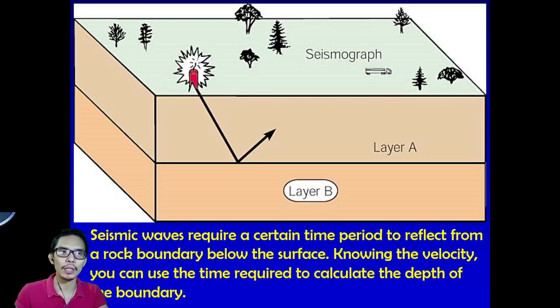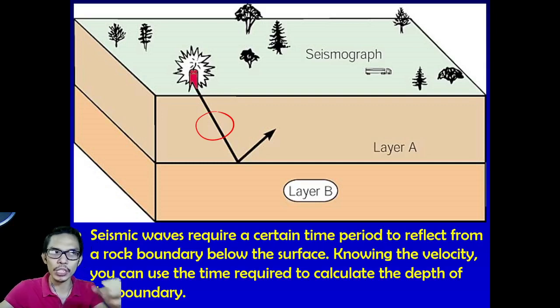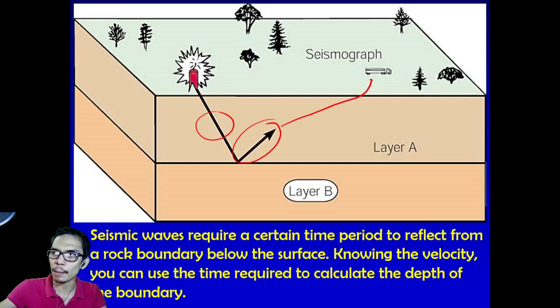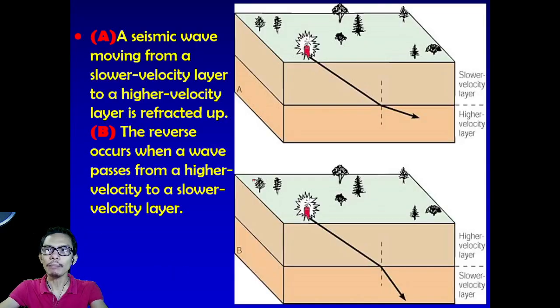It will look like this. Let's start first with reflection. When a certain wave encounters a layer which it cannot pass through, it is likely to be reflected or bounce back. When it does, it will be picked up by the seismograph over there. So we can conclude that this layer doesn't allow this type of wave to pass through.